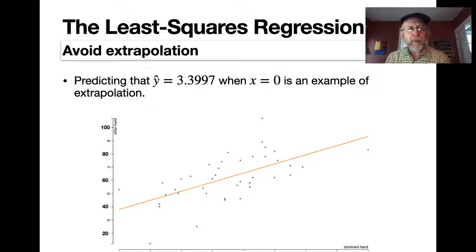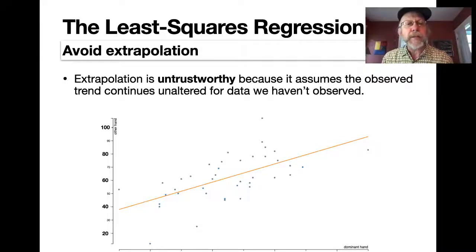The reason is that when you extrapolate, you're basically assuming that the trend you see for the data that you have would continue unaltered for data that you never have observed. And so extrapolation is untrustworthy for that reason. There's no reason to assume that the trend we see in the data that we have would continue unaltered for data that we don't have. So extrapolation is to be avoided in regression.